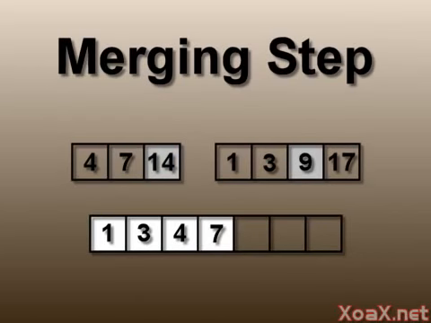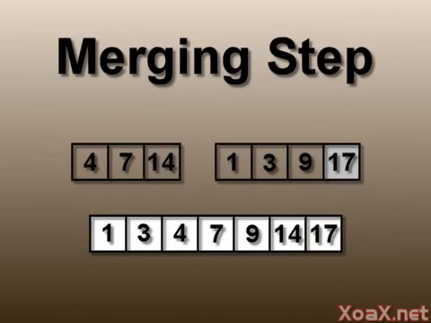Then we go on to compare the 14 and 9. Since 9 is smaller, we put it into our bottom array and go on to compare 14 and 17. Since 14 is smaller, we put it into the bottom array. With only the 17 left, we add that to our bottom array and finish the merge step.